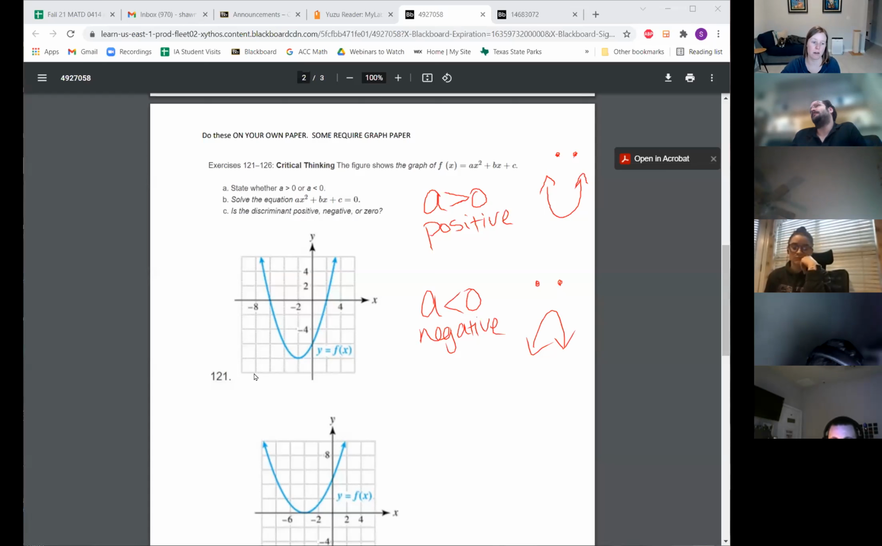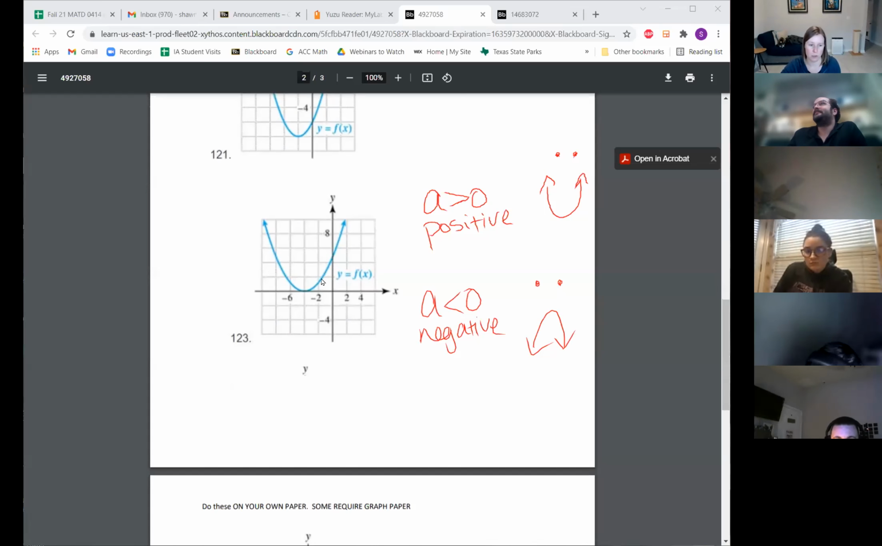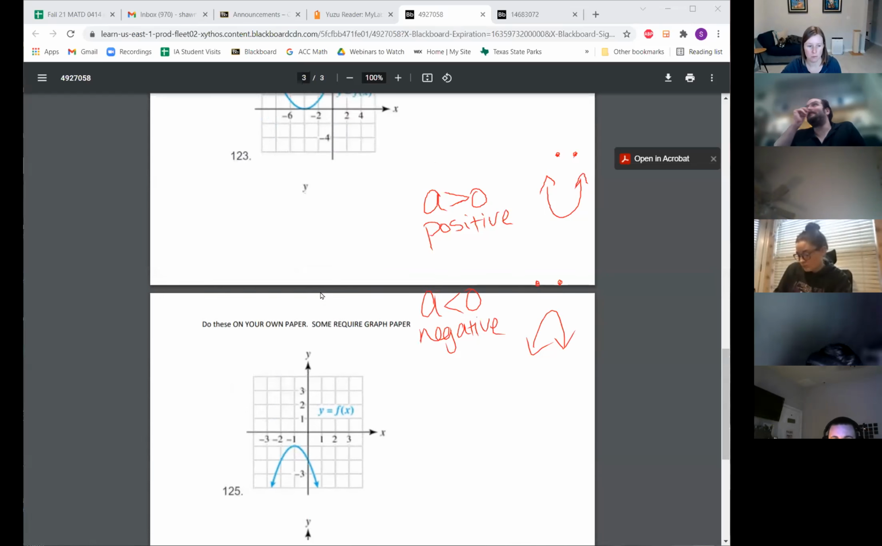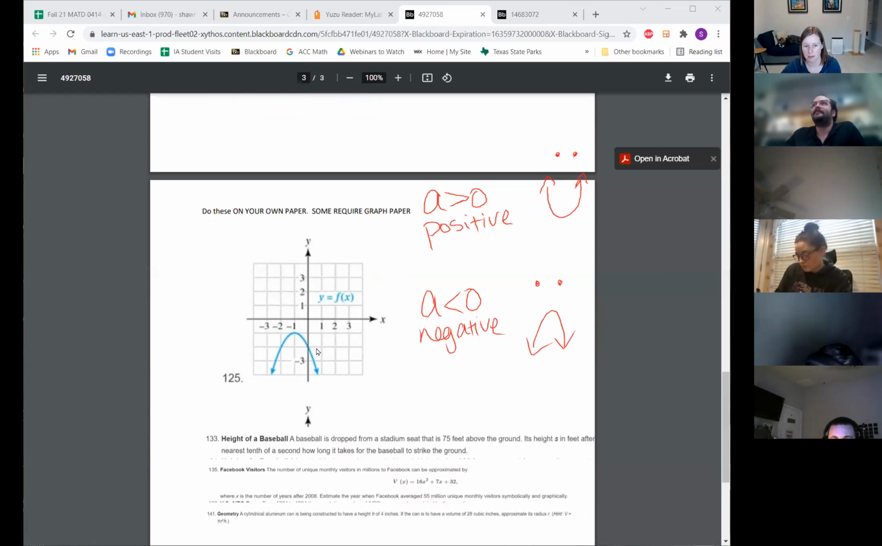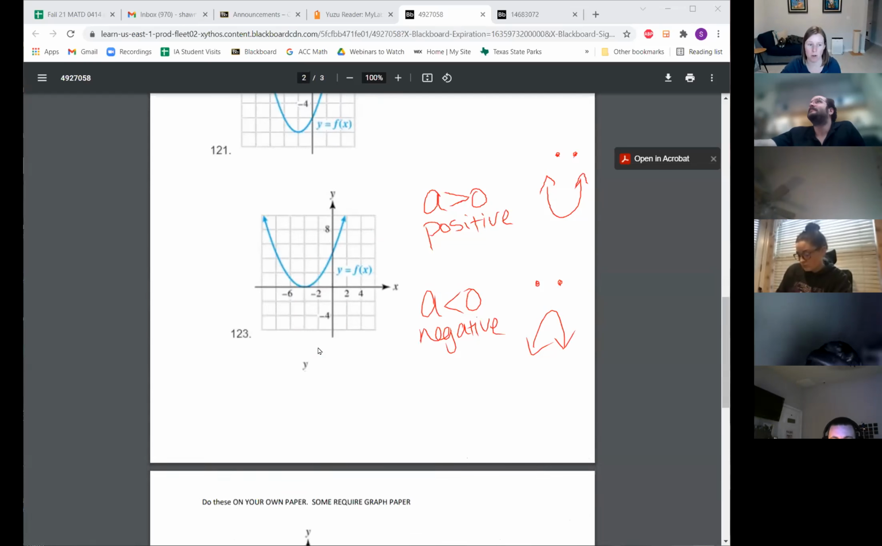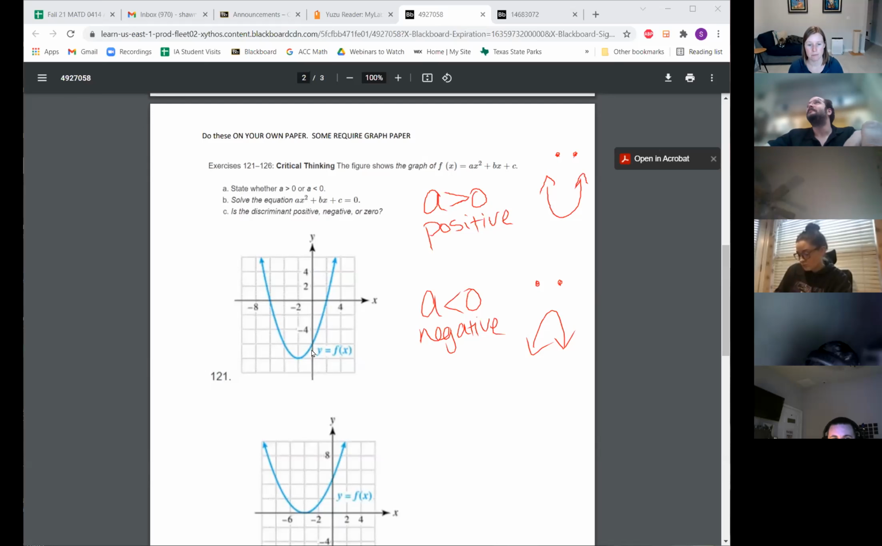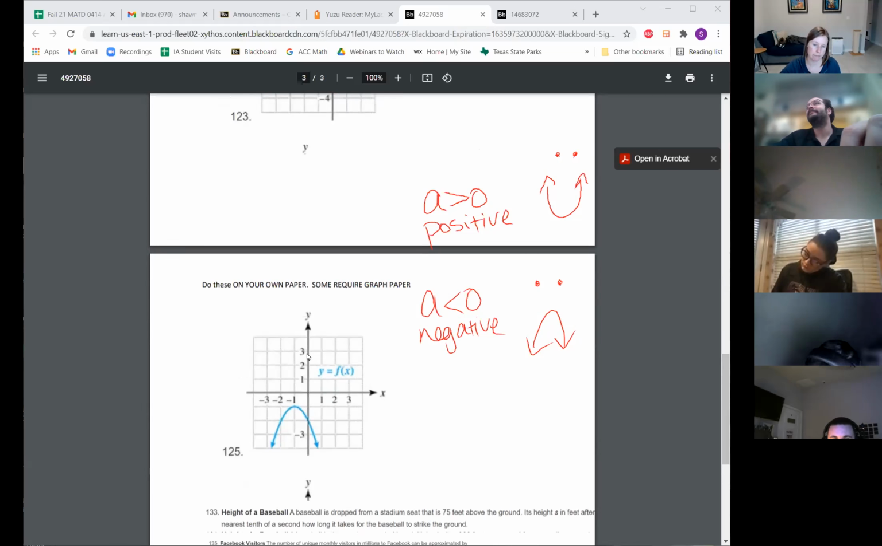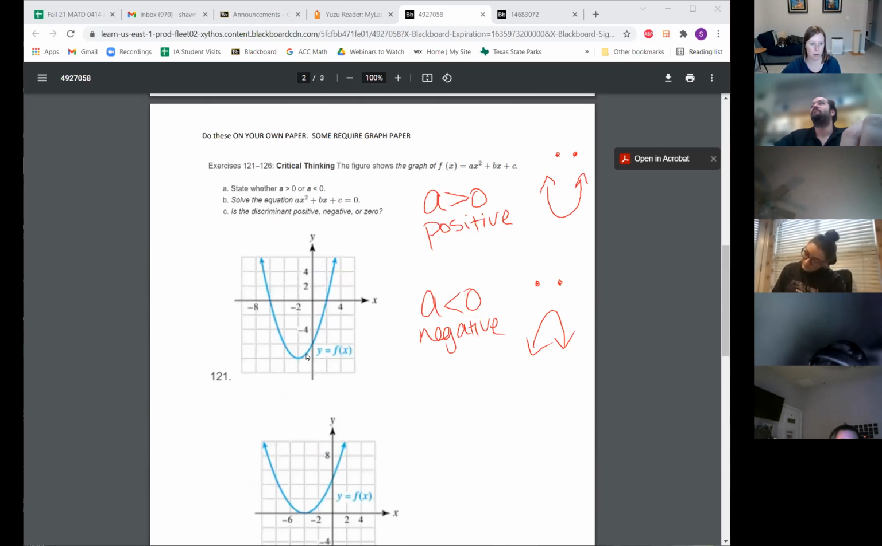So you all can just shout out for 121, is A greater than 0 or less than 0? Greater. Okay, 123? Greater. Okay. 125? Less than. Yep, that's it. So that was A for all 3 of those. 123, it's greater, 125, it's less, because it's a grumpy parabola. Any questions on that, A being greater than or less than 0?